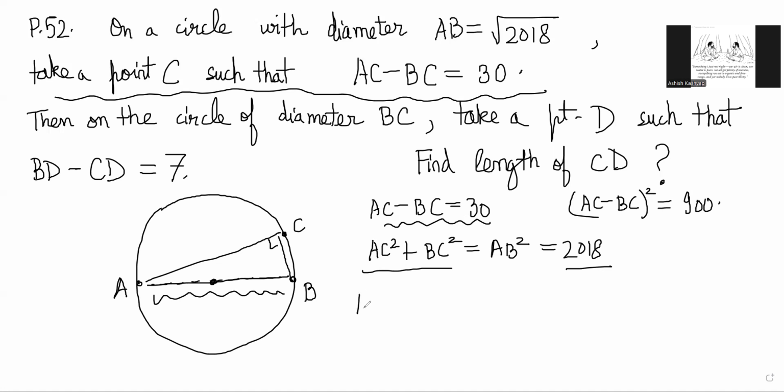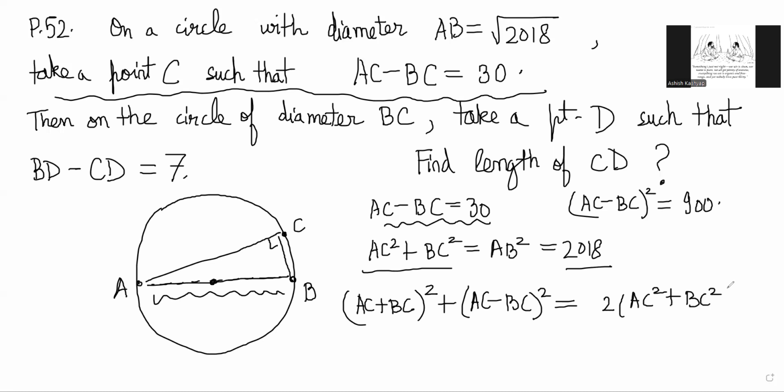I can use the fact that AC plus BC whole square plus AC minus BC whole square should be 2 times AC square plus BC square. This is a standard identity, right? I hope everyone is understanding what I'm saying.